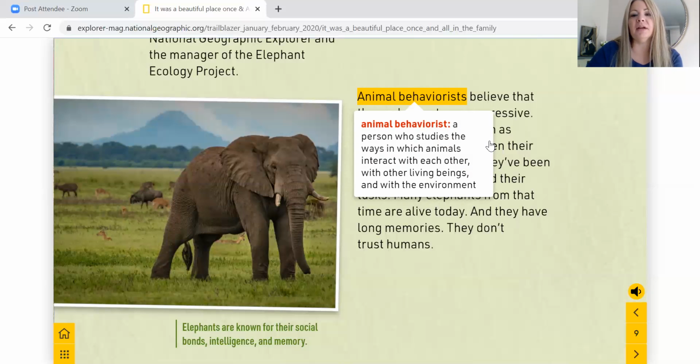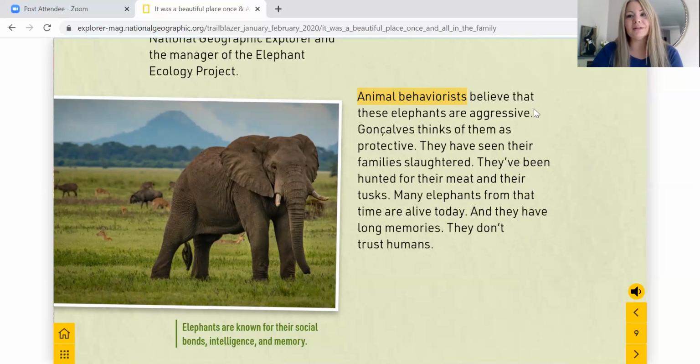It says an animal behaviorist is a person who studies the ways in which animals interact with each other, with other living beings, and with the environment. But you could also figure this out from the context clues. It's somebody who studies animals. So animal behaviorists believe that these animals are aggressive.